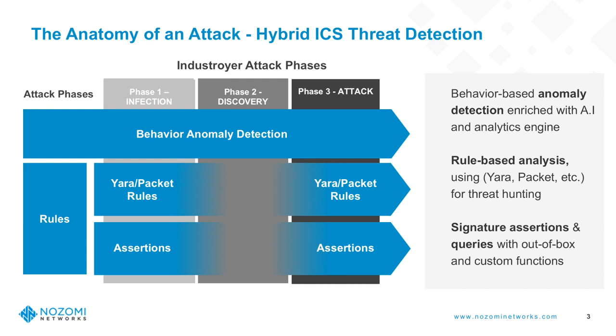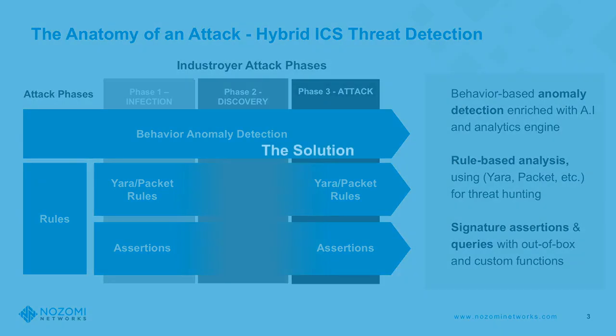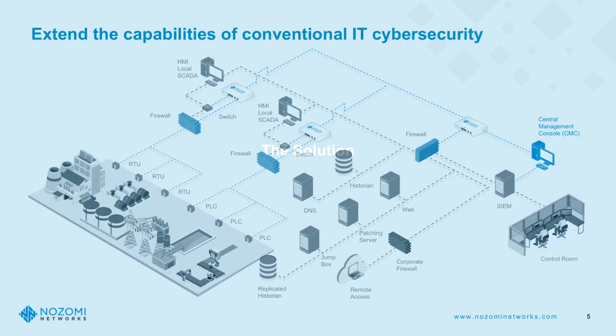This multi-tiered approach to threat detection is what we call hybrid ICS detection. It's very important in allowing you to quickly extend the capabilities of conventional IT cybersecurity. In other words, you have a SIEM, you have a firewall, you have an industrial firewall, and you have apt design of industrial networks using redundancy and subnetting. However, this will only mitigate damage and only address known knowns in the case of SIEMs and firewalls.